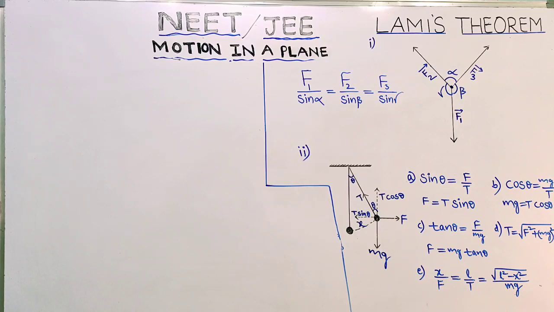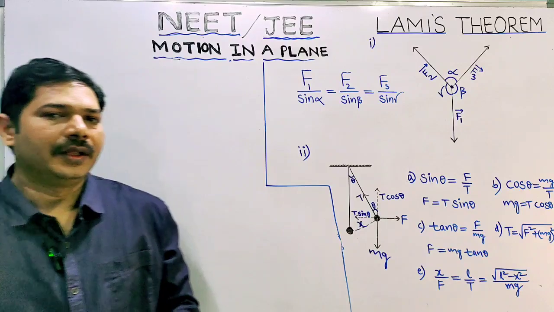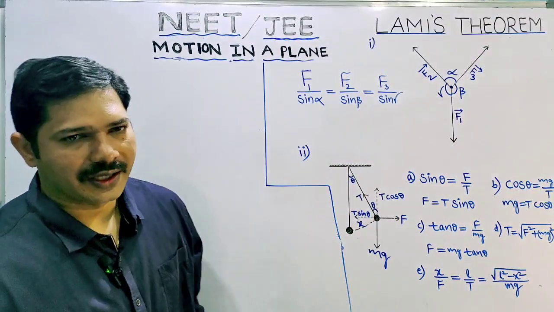Next problem, you can observe on the screen. A body of mass root 3 kilograms is suspended by a string from a rigid support. The body is pulled horizontally by a force F until the string makes an angle of 30 degrees with the vertical. The value of F and tension in the string are? In this question, which case can we apply? Here the pendulum type case we can apply.